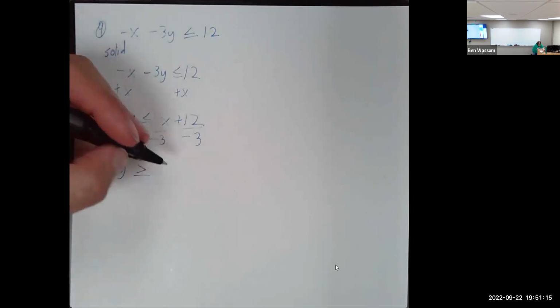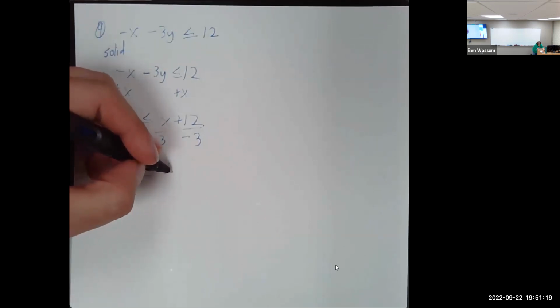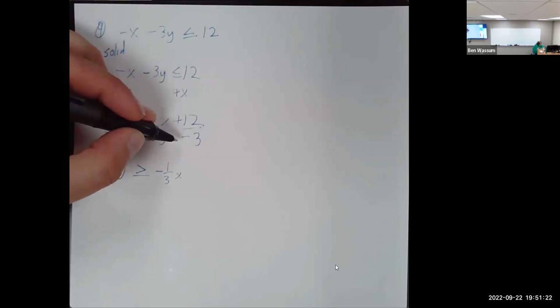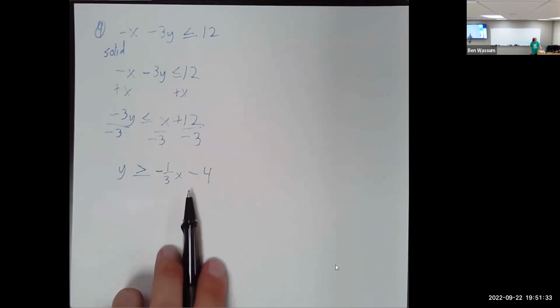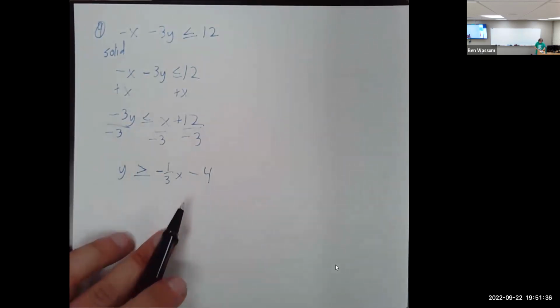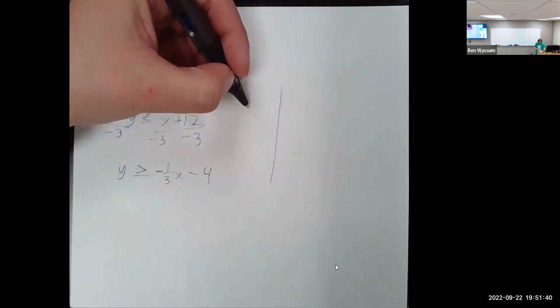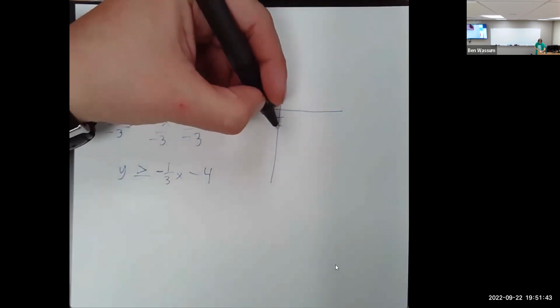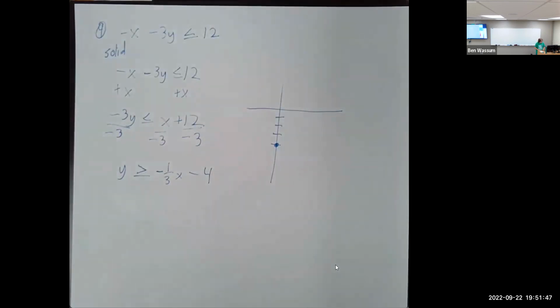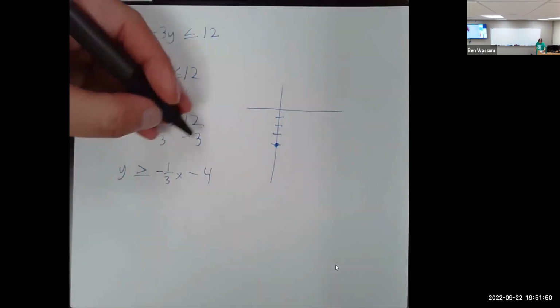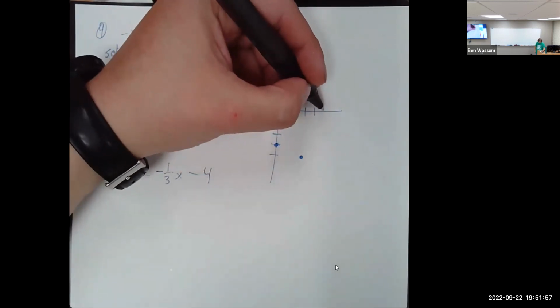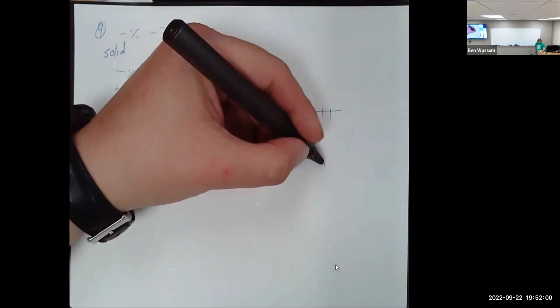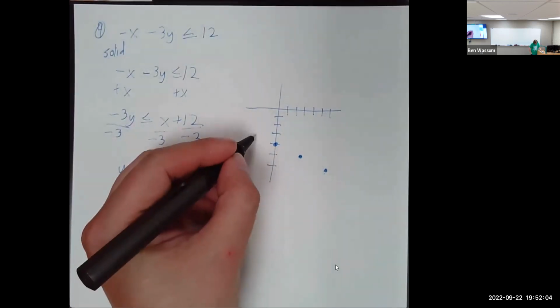So I'm going to view this as negative 1/3 x, and then 12 divided by a negative 3 is going to be minus 4. Okay, so we're starting down here at negative 4, and we're going to go further down. No problem, right? 1, 2, 3, 4. There we go. That's where we're starting. We're going to go down 1 and over 3. Down 1, over 3. Down 1, over 3. And we have a solid line.